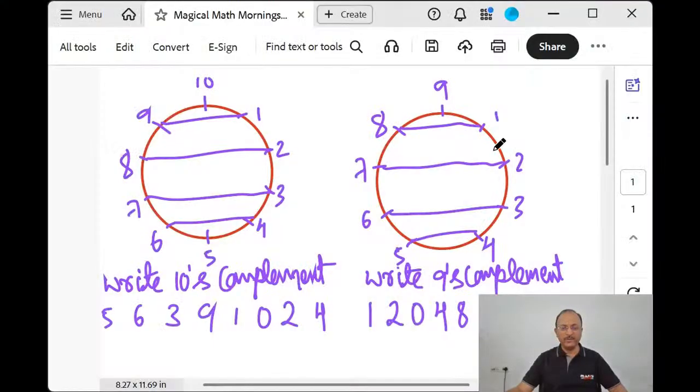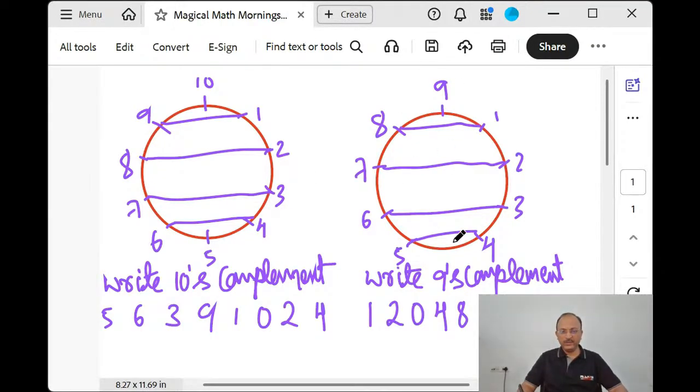Hope you are all familiar with the 10-point circle and the 9-point circle. Quickly, how do we find the 9's complement and 10's complement? Tens complement is nothing but the close friend couple which you get by subtracting from 10. 10 minus 9 is 1, 10 minus 8 is 2, minus 7 is 3, minus 6 is 4. So the tens complement of 9 is 1, of 8 is 2, 7 is 3, 6 is 4, 5 is 5. The other way around, tens complement of 3 is 7, 2 is 8, like that.